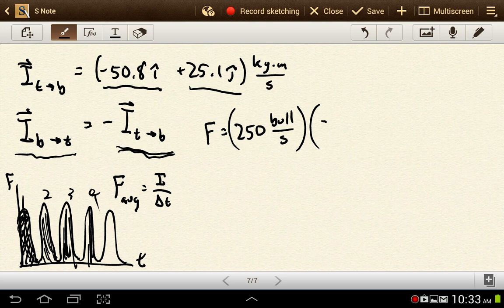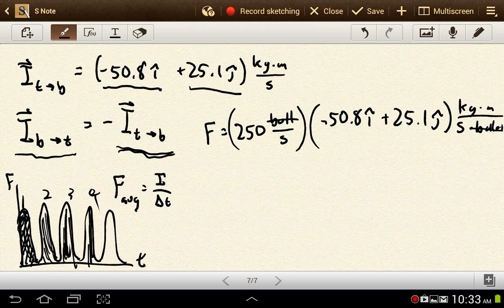So that's negative 50.8 i hat plus 25.1 j hat, and the impulse per bullet is in kilogram meters per second. But we're getting that impulse per bullet. So when you do that, you can see that bullets and bullets cancel out, the seconds and seconds become seconds squared, and you get kilograms meters per second squared as your units, which means your units are newtons for force, which is what you want.